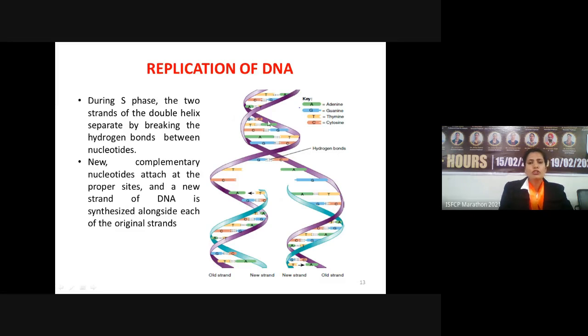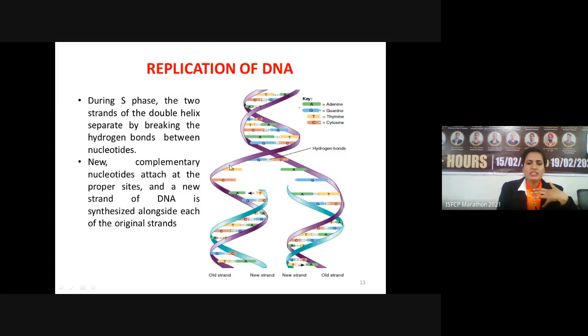We all know the DNA contains a helical structure, and in this the nucleotides are held together by hydrogen bonding. So what happens here is, during this phase the hydrogen bonds are broken. Two strands of the double helix are separated by breaking the hydrogen bonds between the nucleotides. So here the hydrogen bonds are breaking, and each nucleotide will attach to its complementary nucleotide.